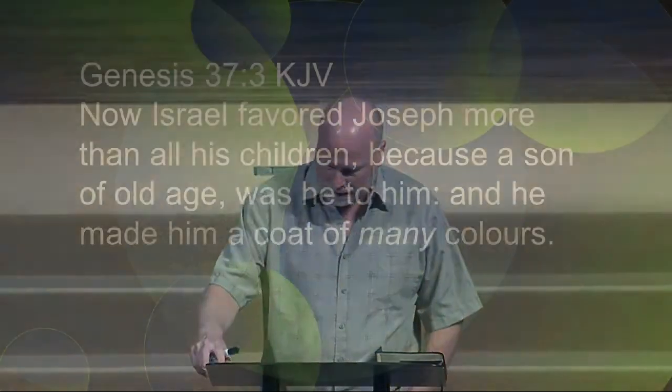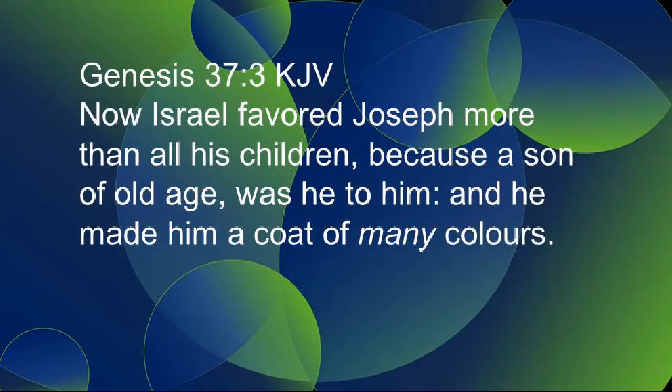Look at verse number 3 again. Now, Israel favored Joseph more than all his children because a son of old age was he to him. And he made him a coat of many colors. Now, people, this was a very special coat. In fact, this type of coat was a status symbol. I guess it's kind of like a Mercedes, or what else would be a status symbol. But this was a status symbol. Only the leader of the family clan wore this type of coat.